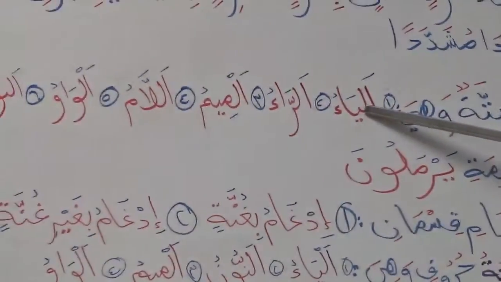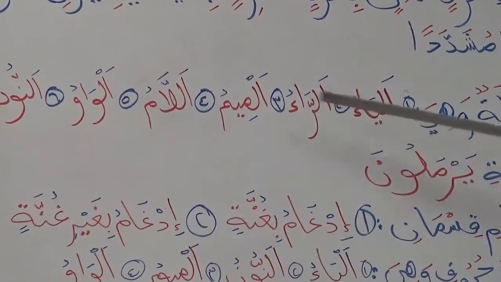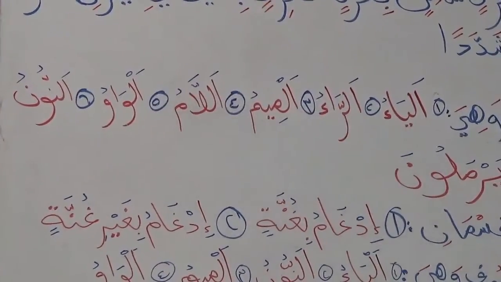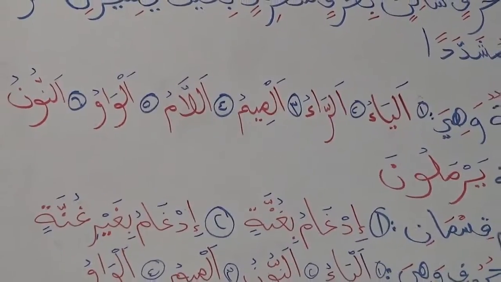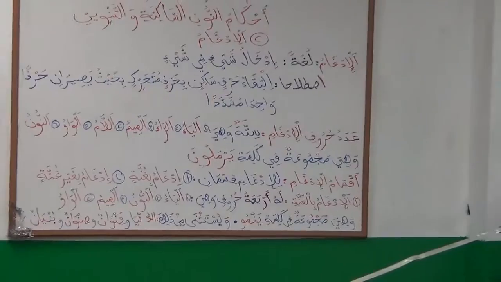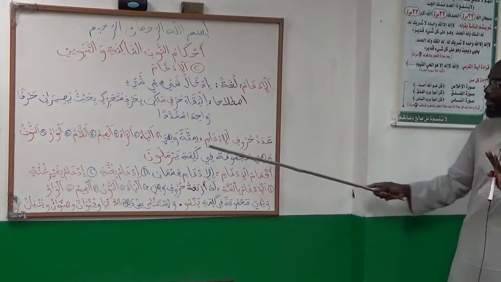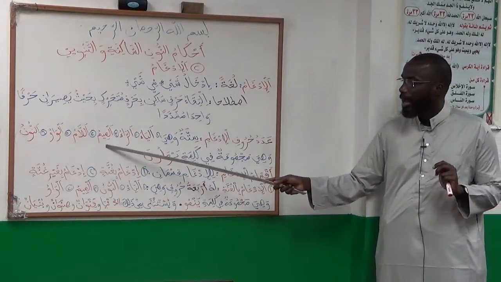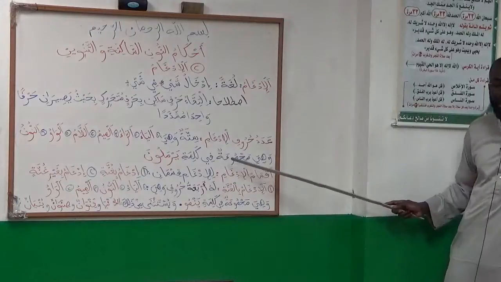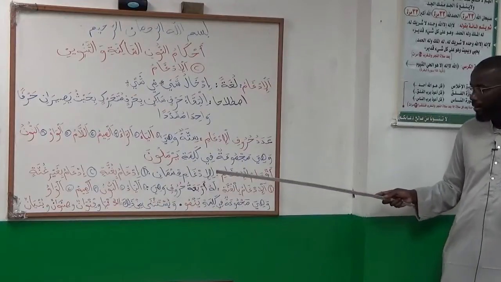So ya, ra, mim, lam, waw, nun. So now this is much easier. So what are the letters of al-idgham? Yarmaluna, right? So yarmaluna is now part of our vocabulary. It's on board. So 6 letters: al-ya, al-ra, al-mim, al-lam, al-waw, al-nun. وَهِيَ مَجْمُوعَةٌ فِي كَلِمَةِ يَرْمَلُونَ. So it is yarmaluna that reminds us of the 6 letters of al-idgham.